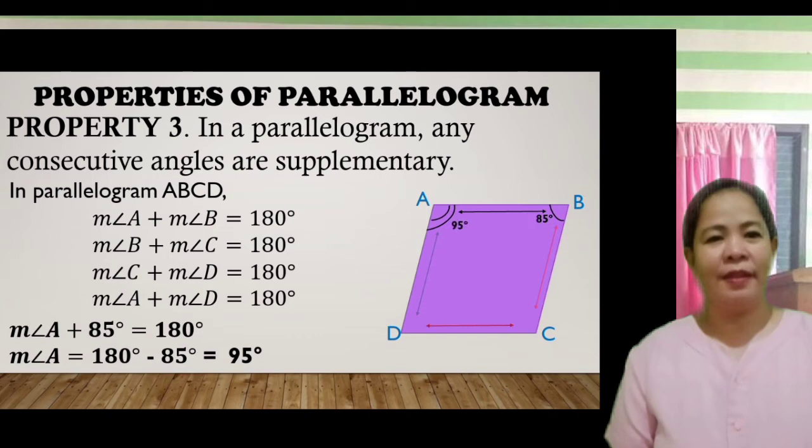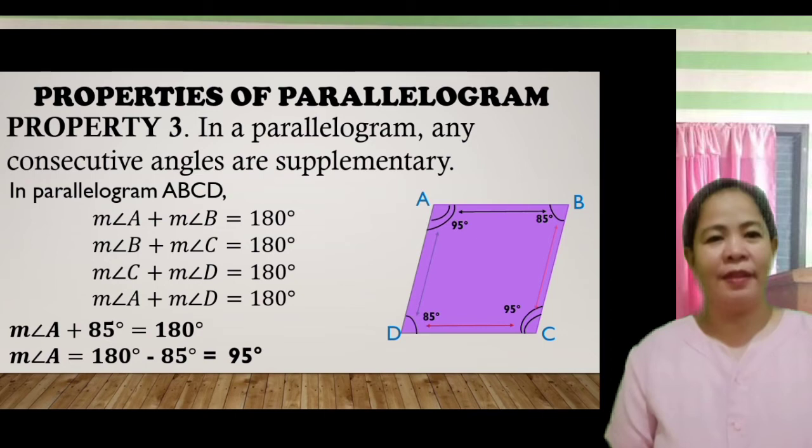Okay. Now, angle D and angle A are also supplementary angles or consecutive angles. Meaning, if you are going to get the measure of angle D, just subtract 95 from 180. So the answer now is 85. And angle D is next to angle C. So if you are going to subtract 85 from 180, the answer is equal to 95 degrees.